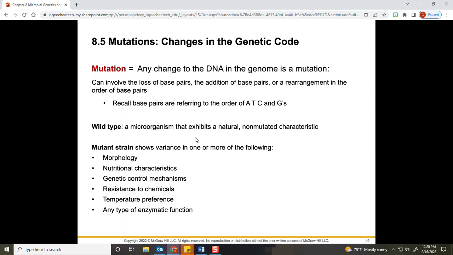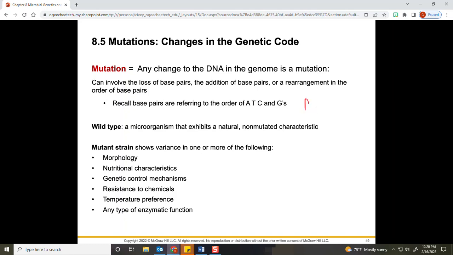So what is mutation? It is any change in our DNA of the genome that is altered. So any change in DNA. These changes can involve a loss of a base pair, the addition of a base pair, the rearrangement of the order of base pairs, and so on. And just a reminder, remember the base pairs are referring to that order of A's, T's, G's, and C's.